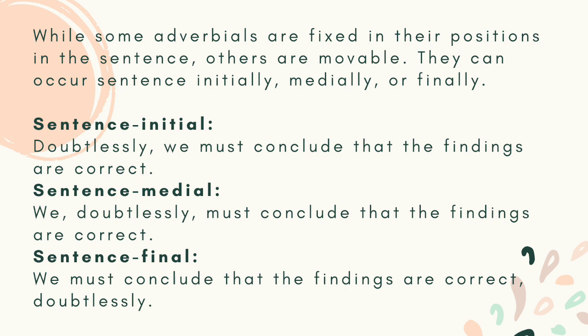The sentence medial: we doubtlessly must conclude the findings are correct. So the adverb was in the middle of the sentence, that is the sentence medial. Then the sentence final: we must conclude that the findings are correct doubtlessly. The adverb doubtlessly can be found on the backside of the sentence. So putting the right adverb in its right position brings a clearer meaning to a sentence or phrase. Thus, wrong positioning of an adverb can modify the meaning, and hence the meaning will be ambiguous or inexact.